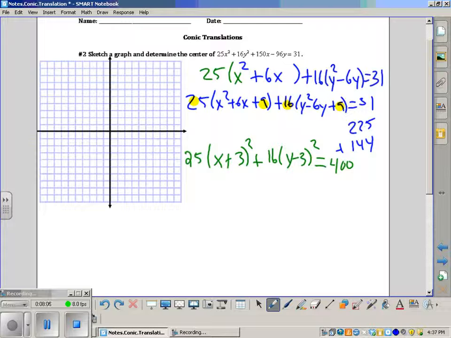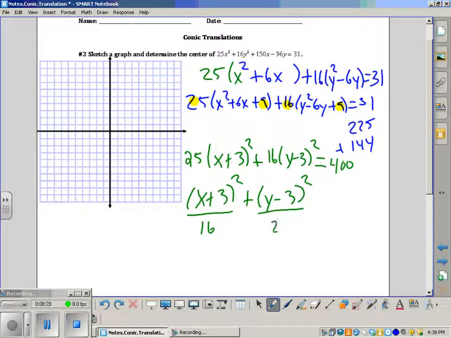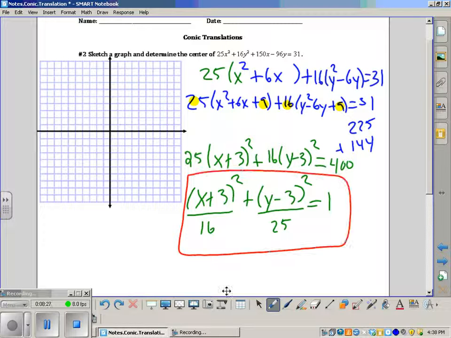And when you remember that the equation for an ellipse has to end in a 1, so in standard form, we are going to get this. We are just about there. Here's my equation for this ellipse in standard form, x plus 3 squared divided by 16 plus y minus 3 squared over 25 equals 1. So we can see real quick that the center is negative 3, 3.